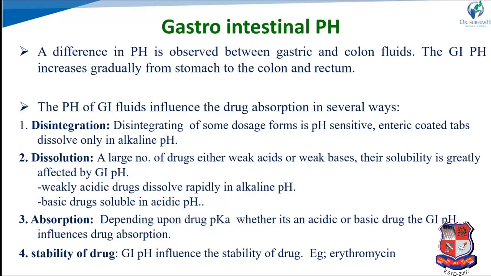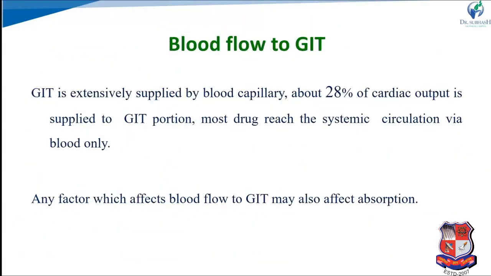Stability of drugs is also a pH-dependent process, so pH influences the stability part. For example, penicillin or erythromycin are not stable in acidic medium, and that also affects the rate of absorption process.